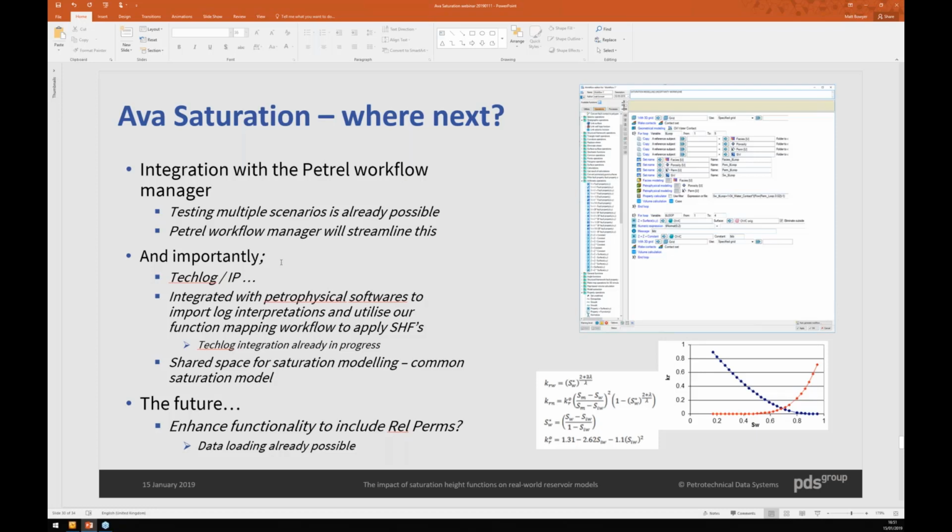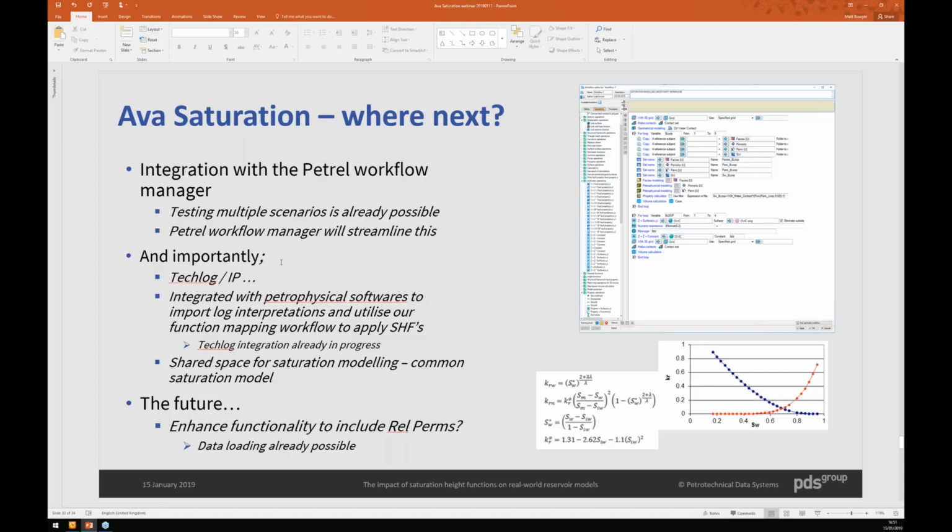So the idea behind the Techlog integration is to not just make the transfer of logs between the 2 applications nice and simple, straightforward, seamless and easy to use, but also to bring across the saturation height functions that are made within Techlog. Petrophysics obviously does a lot of very good work in putting those functions together, so we can bring those across into Petrel nice and easily, and then you can just run that function mapping workflow to apply those height functions to the reservoir model.